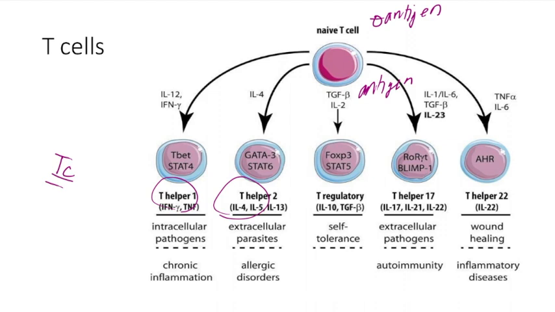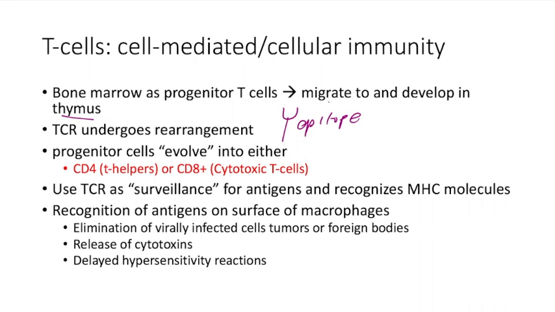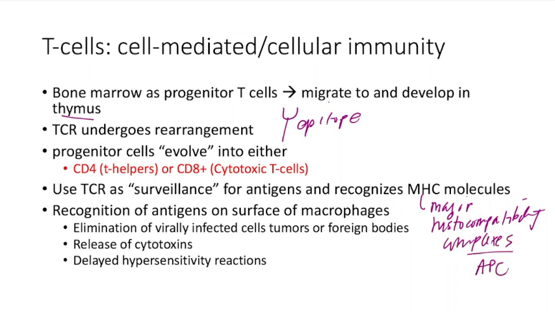Both B and T cells differentiate into long-lived memory cells as well, and they exist for decades and sometimes the life of the individual. They use the T cell receptors as surveillance for antigens, and then also recognizing major histocompatibility complexes. That's what MHC stands for. And this is how we antigen present. They recognize antigens on the surface of the macrophages or dendritic cells, such as virally infected cells, tumors, foreign bodies, release of cytotoxins, and also involved in delayed hypersensitivity reaction.